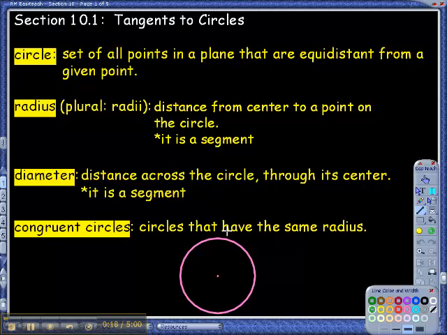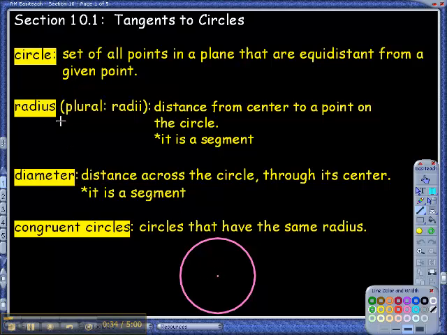The definition of a circle is the set of all points in a plane that are equidistant from a given point. So as you're looking at your circle, that given point being the center, every point that's on that circle is the exact same distance from that center.